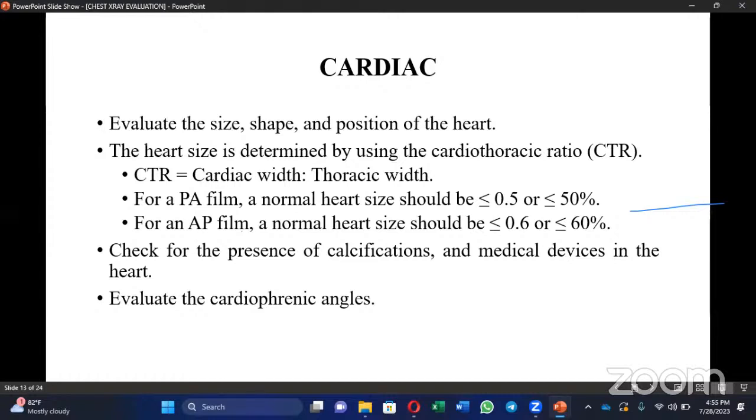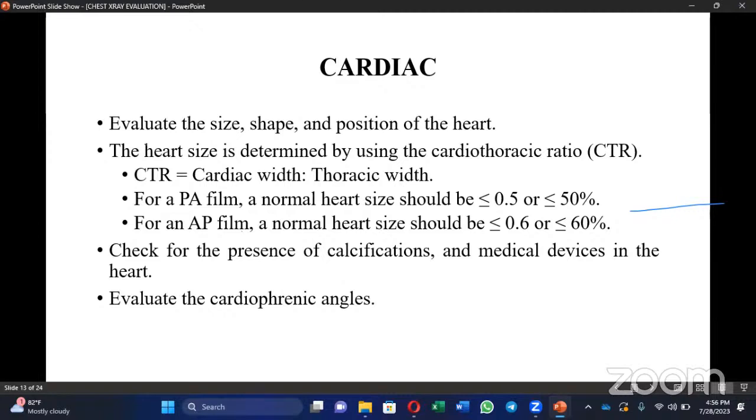There's a value, a little bit higher than for the PA film, for the normal size. In this case, we are having less than or equal to 0.6 for the CTR in an AP film, or less than or equal to 60%. Please, I hope you've understood the two differences in values. Can I proceed? Yes, sir.